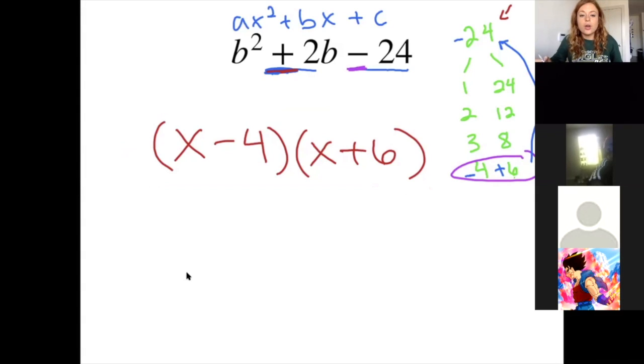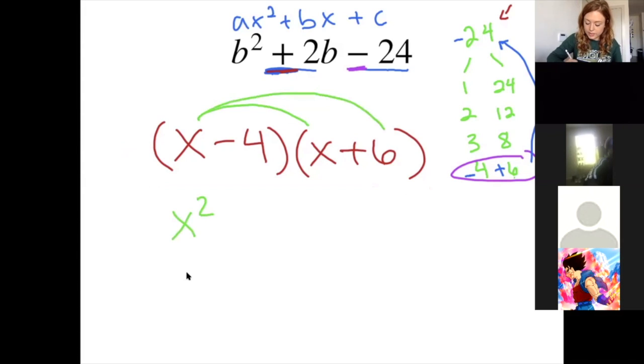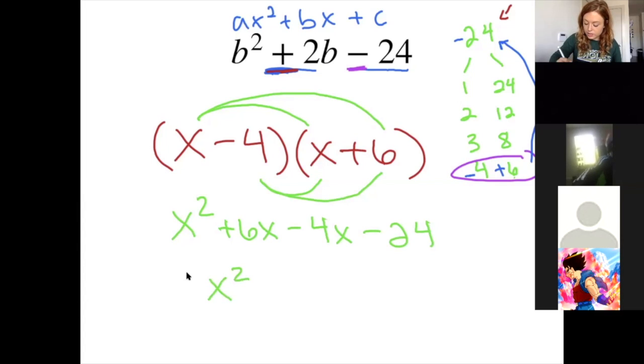Okay, if you want to check yourself, just FOIL it. So x times x is x squared. X times positive 6 is positive 6x. Negative 4 times x is negative 4x. Negative 4 times positive 6 is negative 24. So that's x squared. Then these are our like terms, positive 6 minus 4. That would leave me with a positive 2x minus 24. Or I'm sorry, those are not supposed to be x's, those are supposed to be b's. Look, I did what you guys always do.